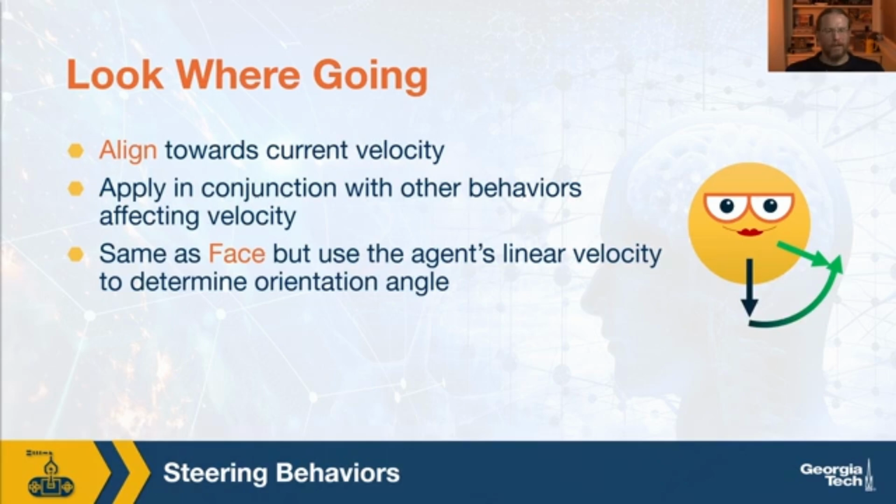Looking where your agent is going, this is a simple one to do. You just align towards the current velocity. So it's basically face, but instead of using a relative position vector, you're just using the velocity. So still using the ATAN2 with the x and y component of the agent's velocity.